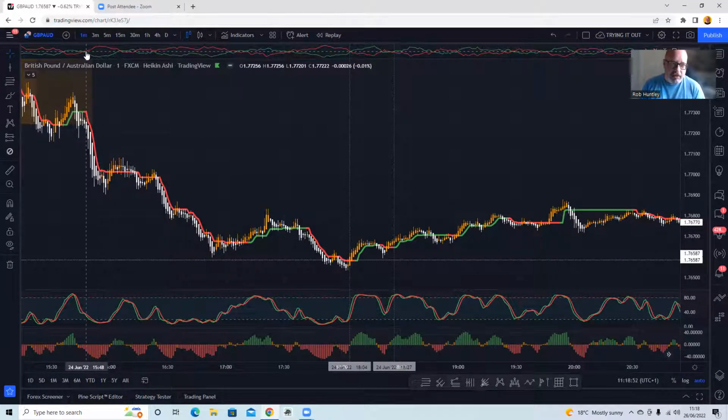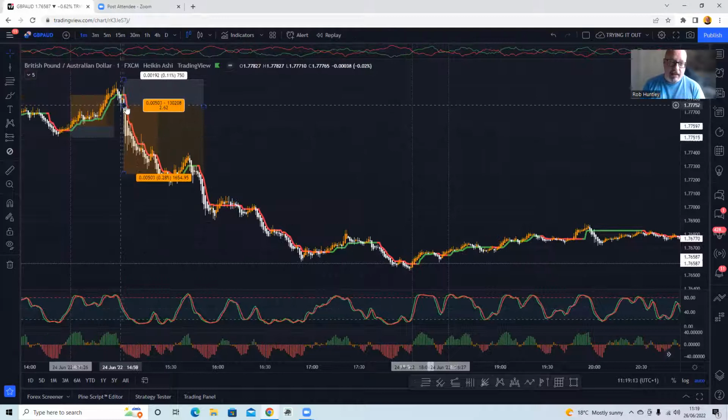You've got the red crossing above the green there. And then you've got the QQE threshold changing from green to red. You've got the stochastic crossing over there. You've got the candles closing below the extreme trend. The extreme trend has changed from green to red. In fact, that would have been a lovely trade to get into there. If it had just stuck with that, that would have been lovely.